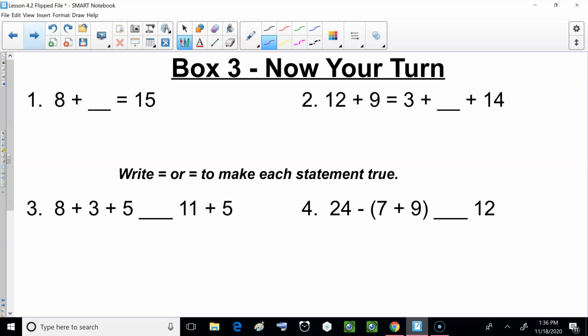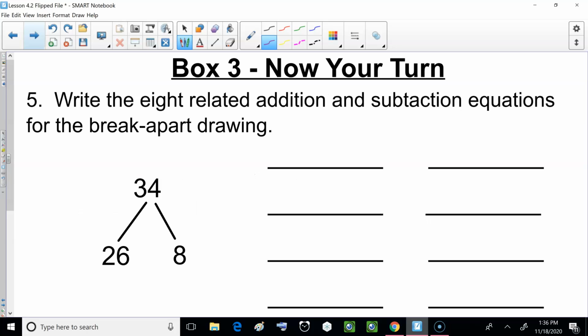You can draw a line in your notebook right now. Label it box 3. Now your turn. I'd like you to answer problems 1, 2, 3, and 4. Make sure you write out the entire equation so I can see it all, not just the number that goes into the blank. And you can do your 8 related addition and subtraction equations that go with the numbers 34, 26, and 8 right now. I would group them, have all your addition in one section and all your subtraction in another.